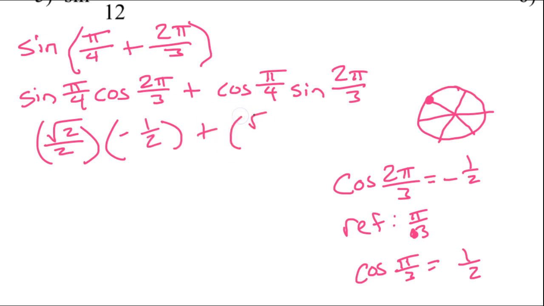Cosine of pi over 4, it's back to radical 2 over 2. Sine 2 pi over 3. Again, the reference angle is pi over 3. The sine of pi over 3 is radical 3 over 2. The only question is, will it be positive or negative? Well, in this quadrant, the sine function is positive because it's a y value. So I'll just leave it like this.